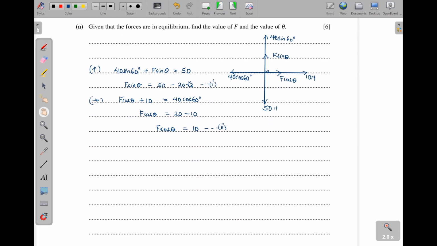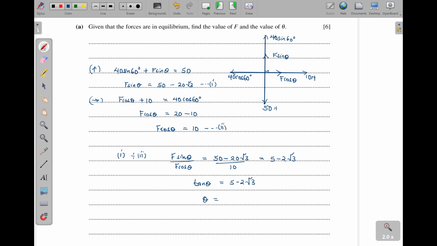Then I can put these two together and solve them simultaneously. If I take equation 1 and divide by the second equation, I can eliminate the F, then I remain with theta. And sine over cos gives us a tan, right? So we shall have F sine theta over F cos theta equal to 50 minus 20 root 3, then we divide by 10. This will simplify to 5 minus 2 root 3. So that means we have tan theta equal to 5 minus 2 root 3.